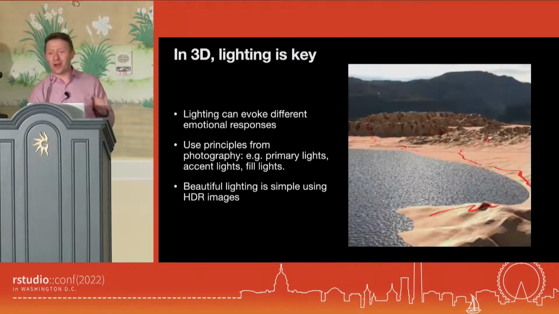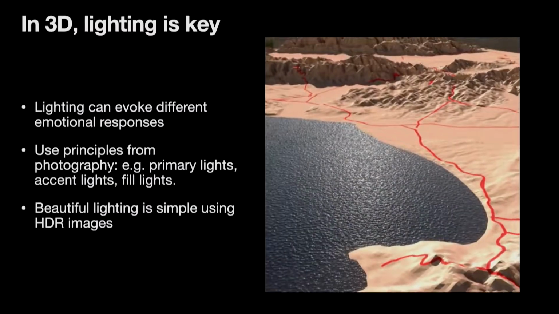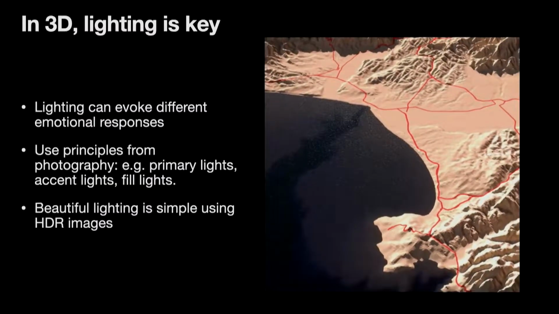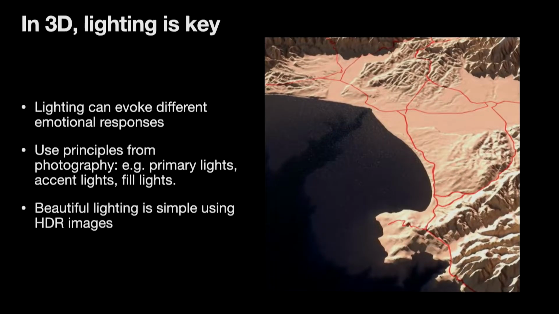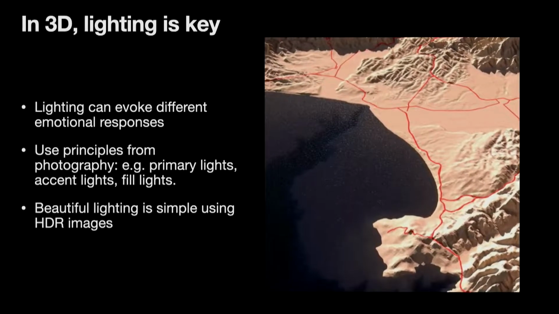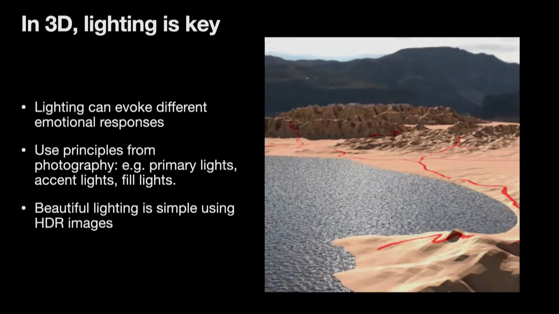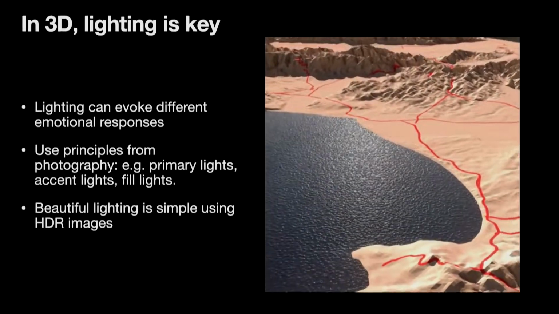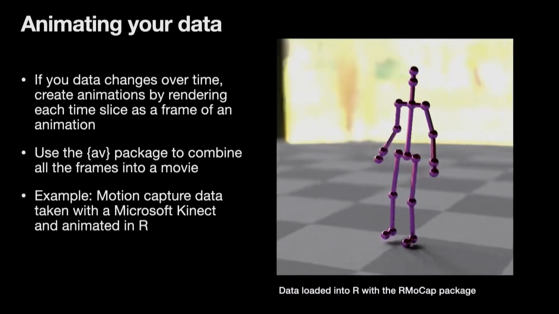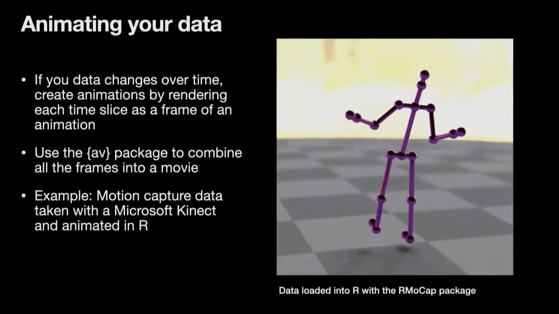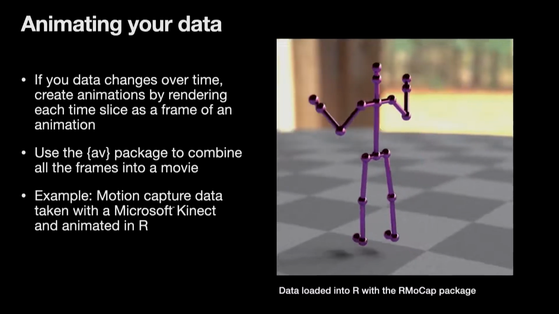Even easier than all of that is using an HDR image file for environment-based lighting, which we see here in this visualization of Monterey Bay, California. It lights the scene with a real-world image, which results in natural, realistic lighting like your scene was in that environment. If your data changes over time, you can then also introduce animation to your data viz.